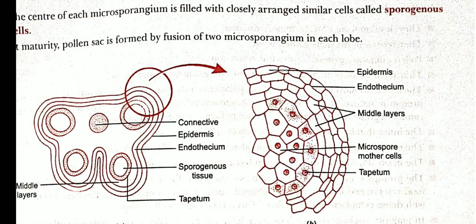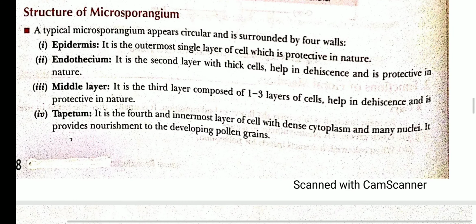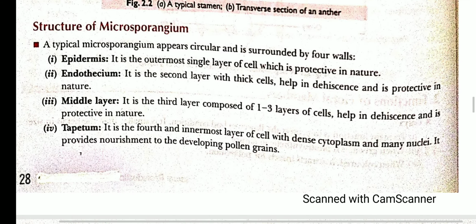So, coming to the anatomical aspects of the anther wall. The epidermis is the outermost single-layered cell layer, which is protective in nature. The second layer, the endothecium, again has thick cells, is also a single-celled layer, and helps in the dehiscence and protection of the microspore mother cells or pollen grains.